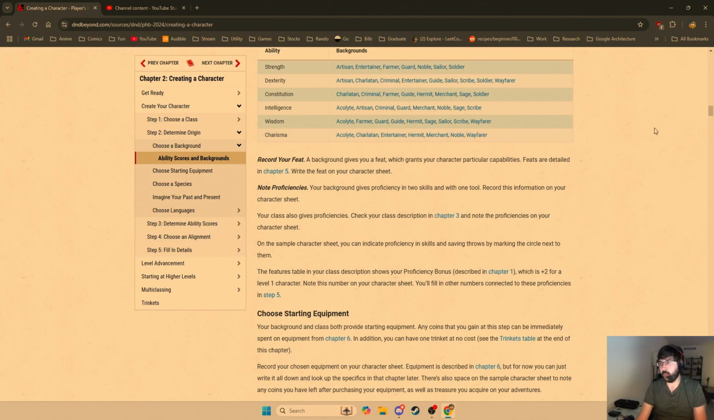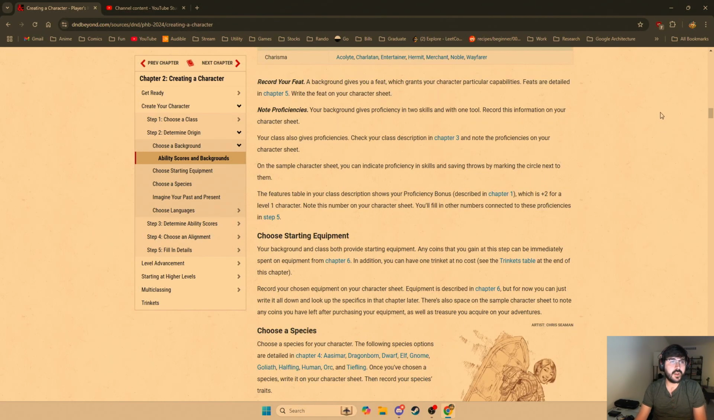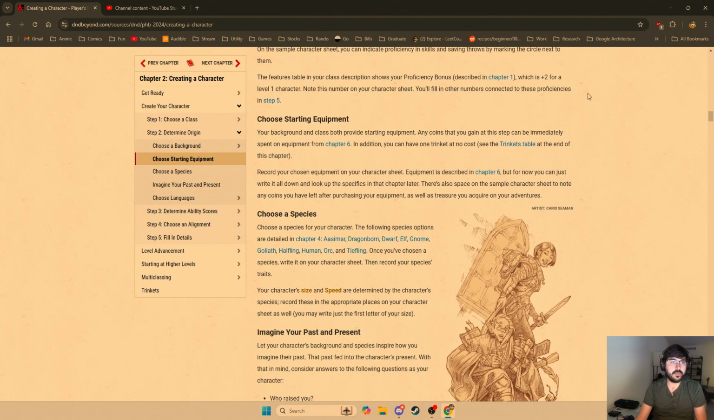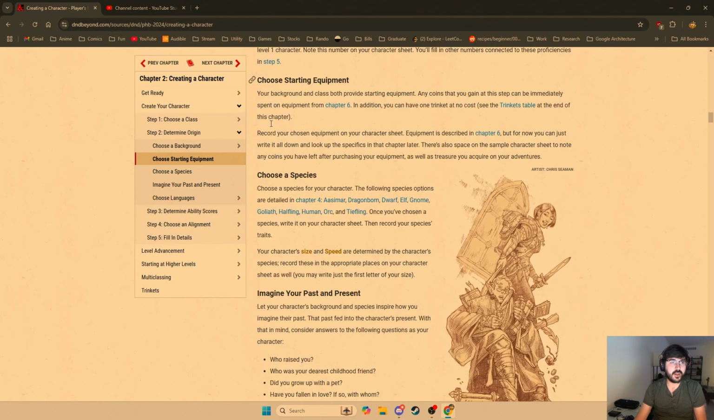Normally, you pick only one of these, and they're more or less just a flavor of how you grew up. You can also ask for a custom one. Most DMs are fine with that. Your background can give proficiencies in 2 skills and 1 tool. Those are important to know, but not always. It really depends on how your DM runs things, or if they're going to hand wave some things.